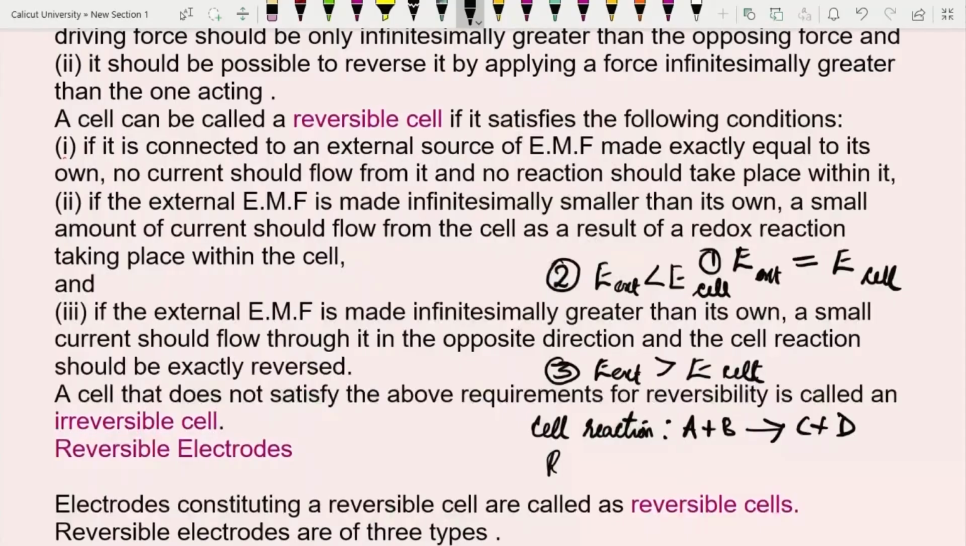Instead, you get the reversed form, that is C plus D gives A plus B, and this is what should happen if the cell has to be reversible. That is, if current is flowing out of the cell, there should be a particular redox reaction taking place, and when the cell is having a lesser EMF and current is flowing into the cell, the redox reaction has to be reversed. So, we can call such a cell a reversible cell.